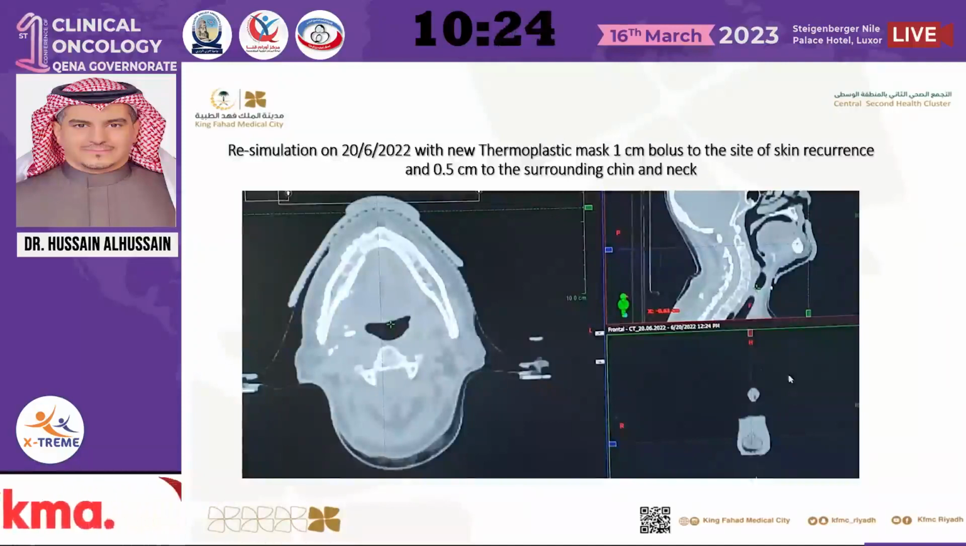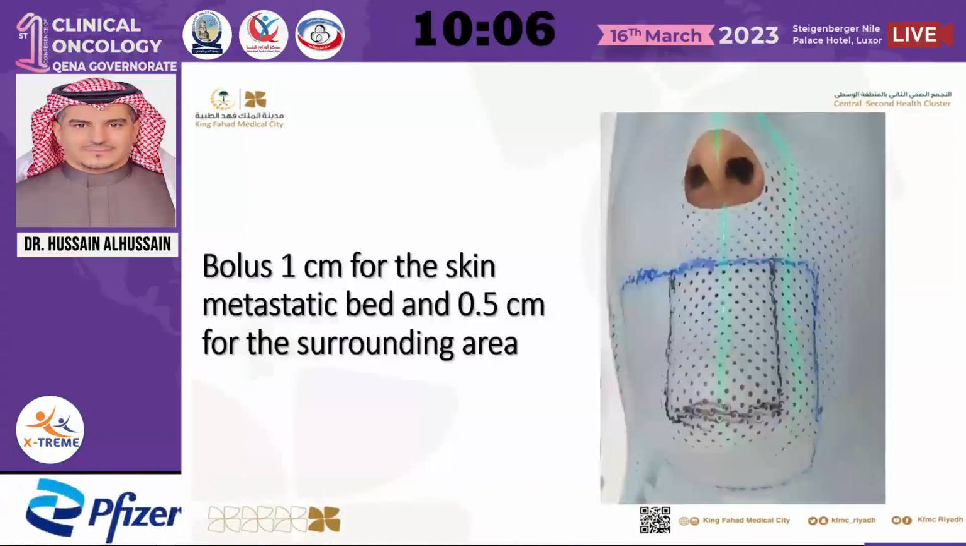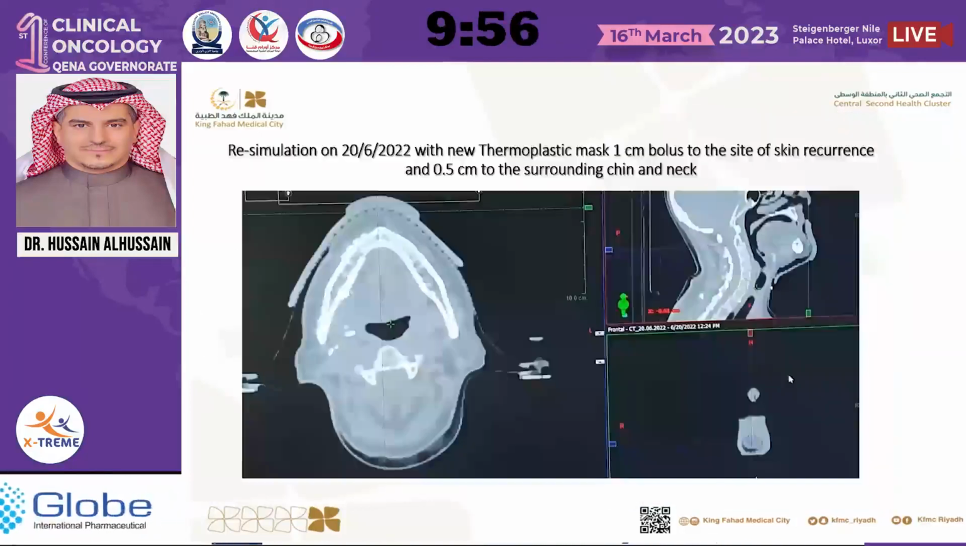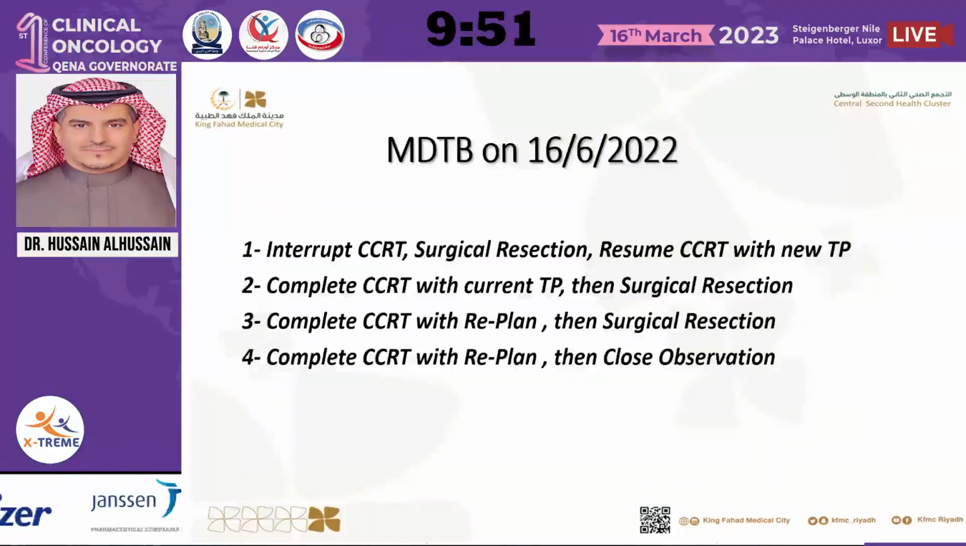The patient was resimulated and had a new thermoplastic mask with 1 centimeter bolus to the site of the skin recurrence, with 5 millimeter bolus to the surrounding chin and neck. So if we go to the next slide, please. As you see, the CT sim shows the previous slide, please. Previous slide. No, the previous slide before. Okay, so yeah, just next.